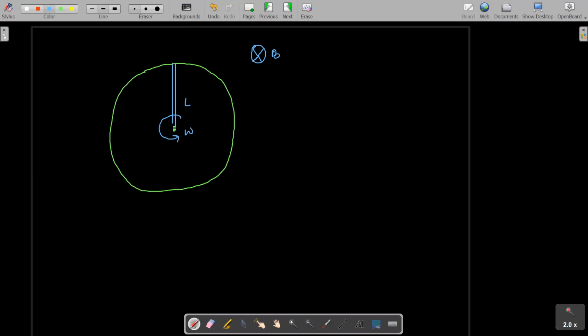Because we know in this case, every point will be having a different velocity because omega is same. The value of velocity of every point on this rod will be different, right? The velocity of this point will be omega into L, while the value at this point will be less than omega L. So what will we do? We'll integrate here. This is motional EMF in a rotating rod.